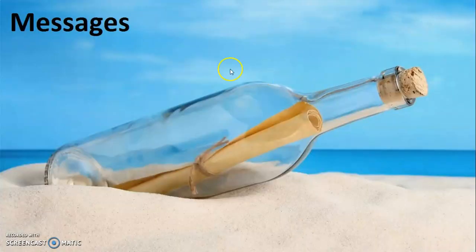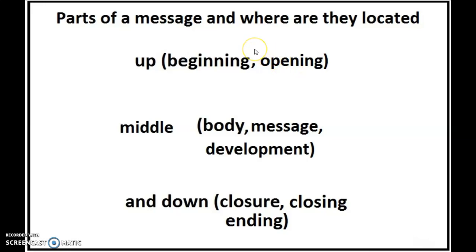Okay, after that, we are going to work a little bit. We're going to do this: messages. I have here a message in a bottle. Inside the bottle, there's a message. Messages have a certain structure. That is what we are going to do today. We are going to identify the parts of a message and where they are located.